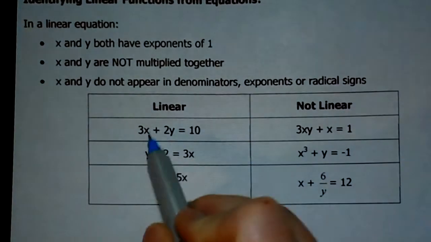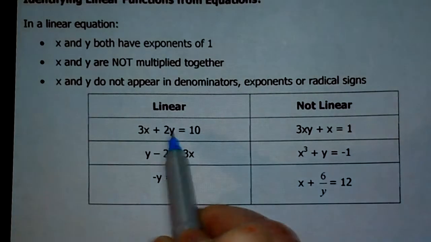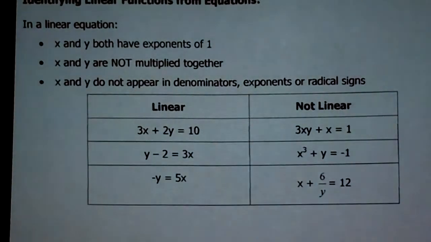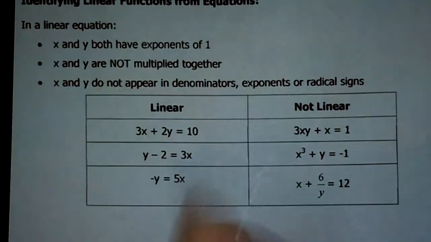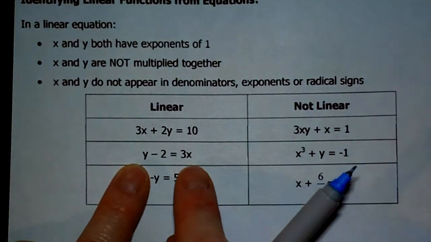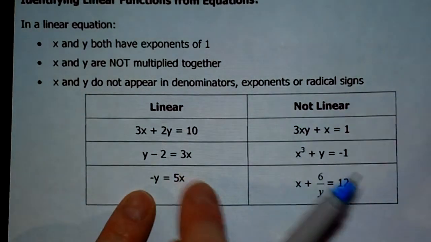mean. So this is linear because x and y both have exponents of 1, x and y aren't being multiplied together, and x and y don't appear in any denominators, exponents, or radical signs. I know it's not y equals mx plus b, but I could arrange that into y equals mx plus b. With this second one, x and y have an exponent of 1. X and y aren't multiplied together. They're not next to one another. And I don't see x and y in any denominators, exponents, or radical signs.